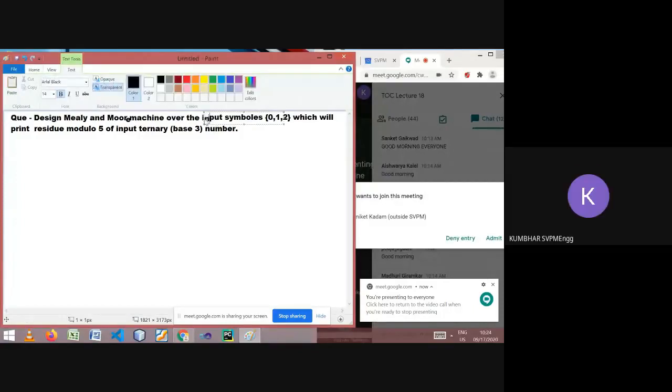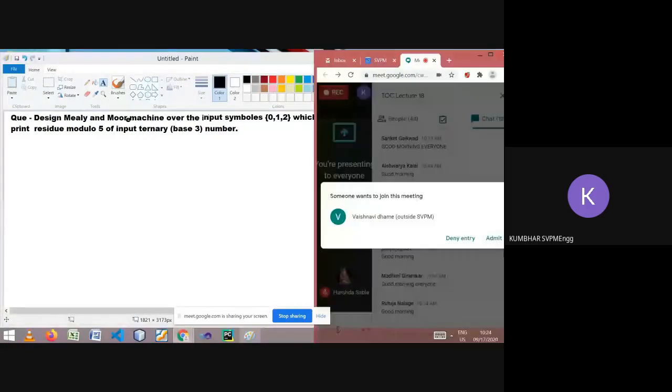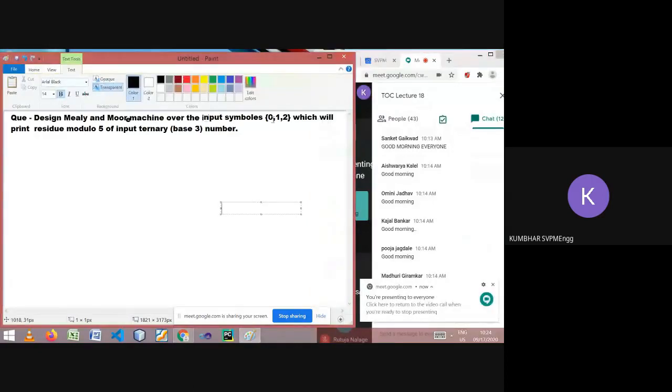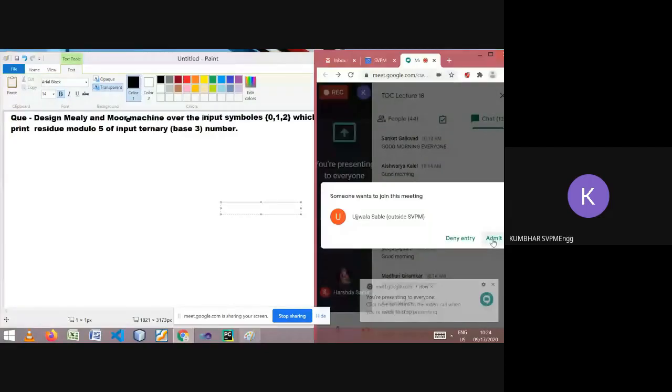You have to concentrate here because in many examples we have seen only two symbols, either A, comma B or 0 or 1. But please read the question carefully in the exam also. What are the input symbols given? Here three input symbols 0, 1, 2. Now what we expect is that the designed Mealy or Moore machine should print the residue modulo 5 of the input ternary, meaning base 3 number. So tell me what will be the input to this machine?